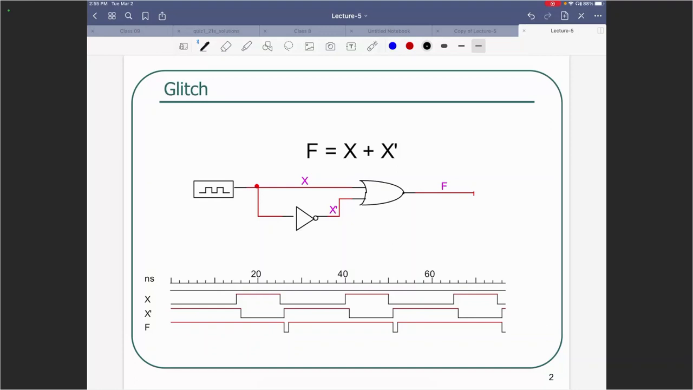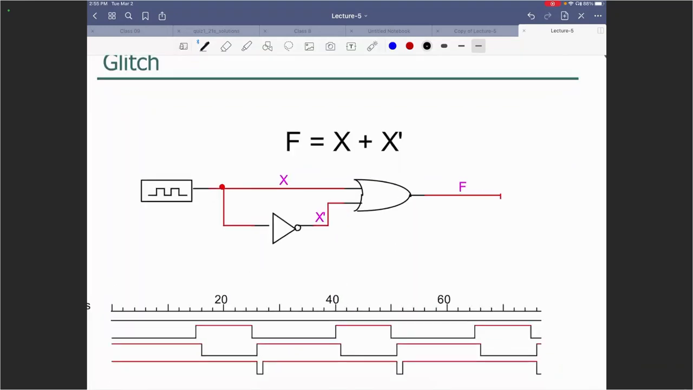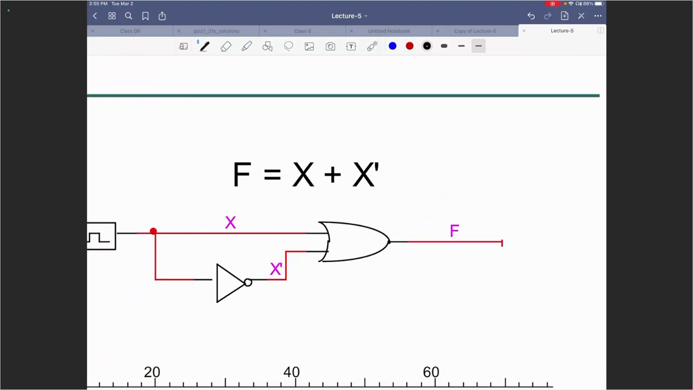All right, now let's talk about a glitch. Where does it come from? Like I said, it comes from the gate delay. A plus A complement equals 1. Yes, that's what I would expect. I would expect this to be 1 all the time, right? Because Boolean algebra says X or X complement should be 1. However, is that really the case when it comes to wiring up a circuit?